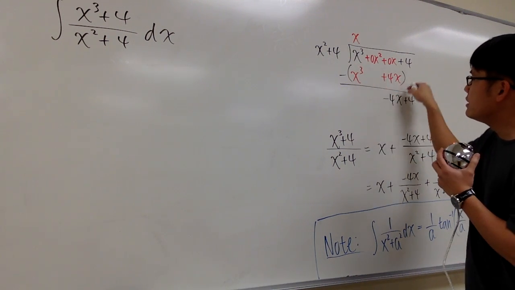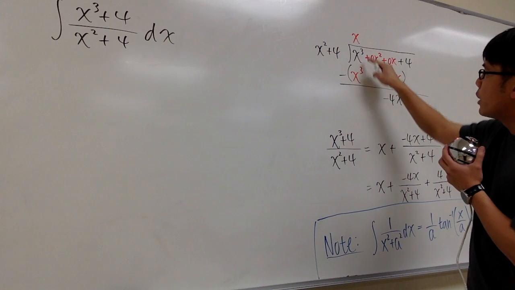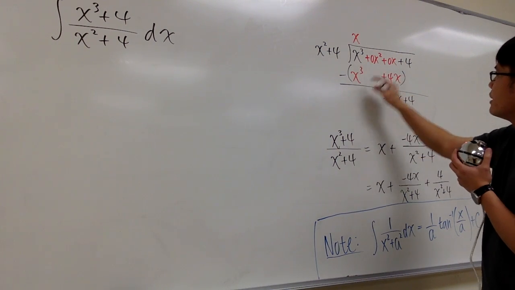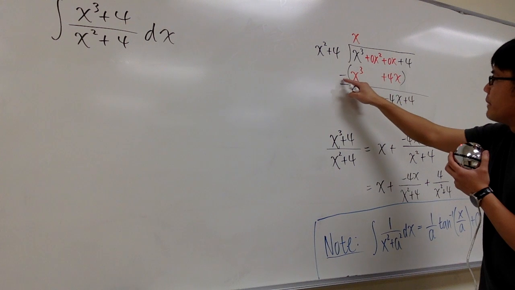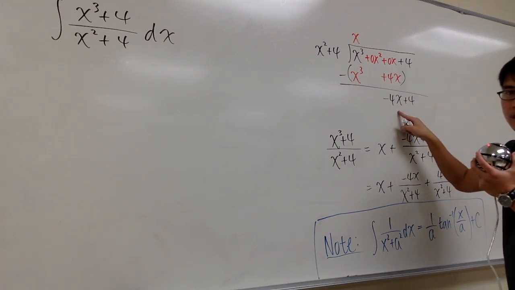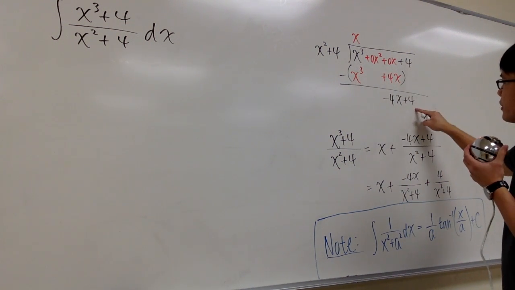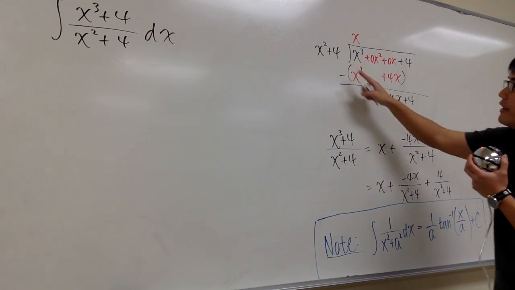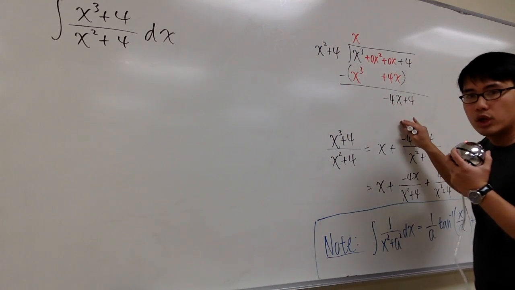And then we put a parentheses and we subtract. x to a third power minus x to a third power is 0. This is just 0, so it doesn't matter. 0x minus 4x, we have negative 4x. And then we bring down this 4 right here. And check this out. The degree right here is just 1, and the degree right here is 2. So this right here will be the remainder.